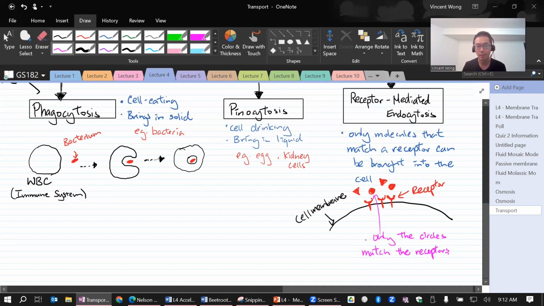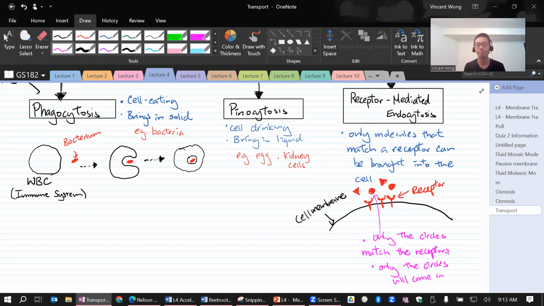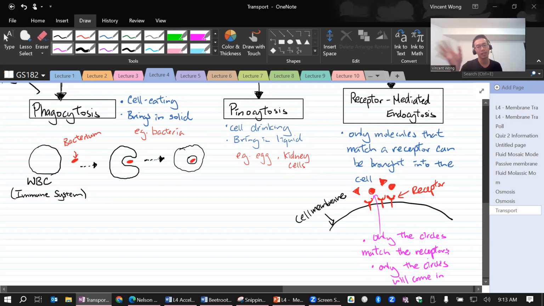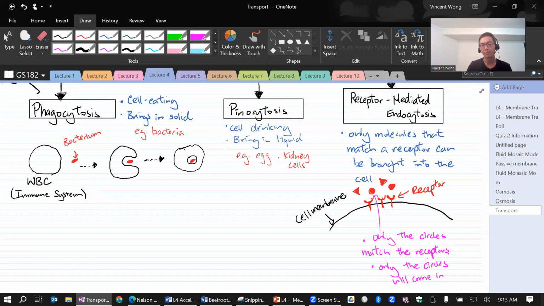Receptors. Only the circles will come in. Make sense? Triangles, if they want to come in, too bad. We don't have a receptor for it. They're not allowed to come in. Okay? So receptor mediated endocytosis. It's more selective. It's more choosy. Okay. It screens the thing, and only if you match will you be able to come in.